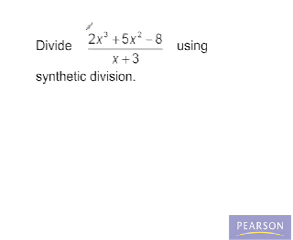Divide 2x cubed plus 5x squared minus 8 by x plus 3 using synthetic division. And in order to use synthetic division, we have to make sure we have a couple things satisfied. First of all, for the dividend, we have to make sure that our terms are in descending order and that we're not skipping over any terms. So in terms of descending order, that is taken care of.